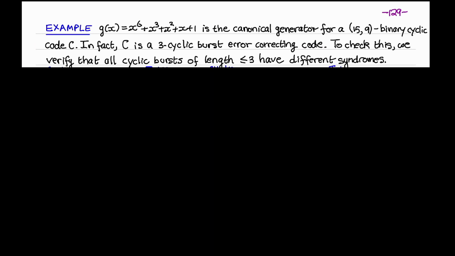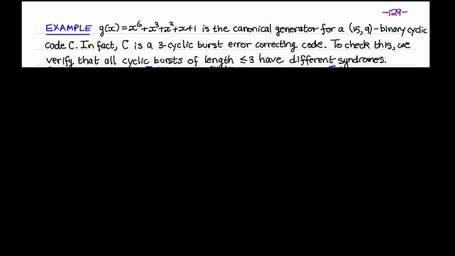Here is an example of a cyclic burst error correcting code. Let g(x) be this degree 6 polynomial that we saw in the previous lecture. g(x) is the canonical generator for a [15,9] binary cyclic code, which I'll call C. In fact, C is a 3 cyclic burst error correcting code.